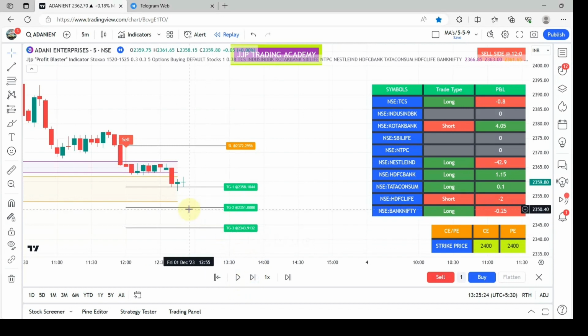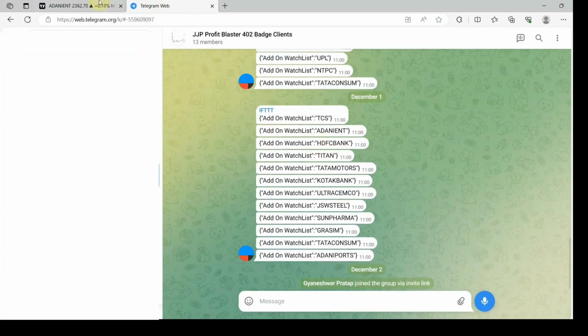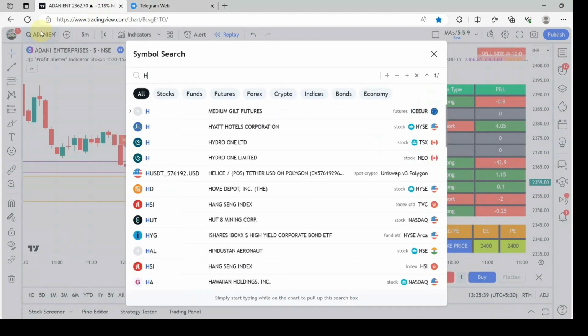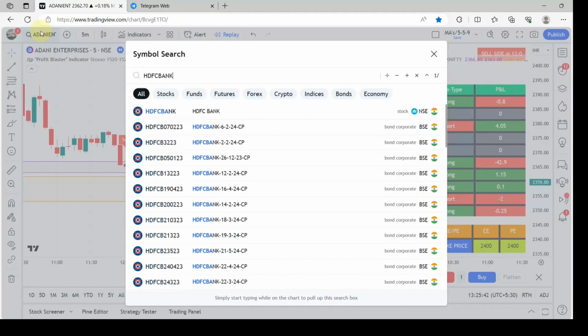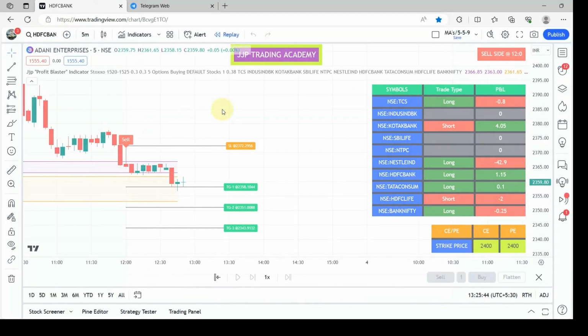For each and every stock, check whether it is a perfect stock for the trade entry. If the target is there and there are no demand and supply zones, then you can perfectly go for that stock and take the trade. Okay, so again we will be going for HDFC Bank. I am just choosing it here.